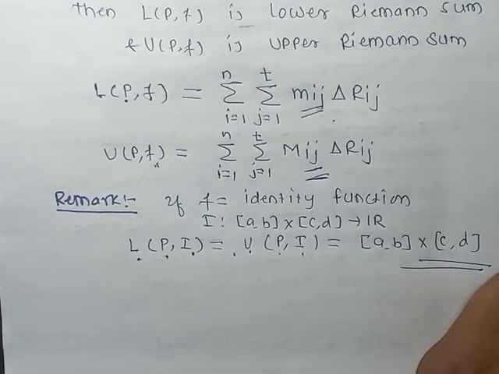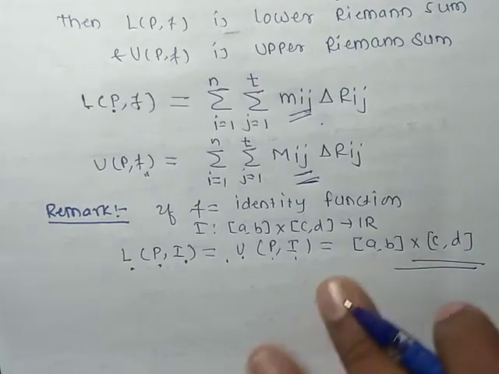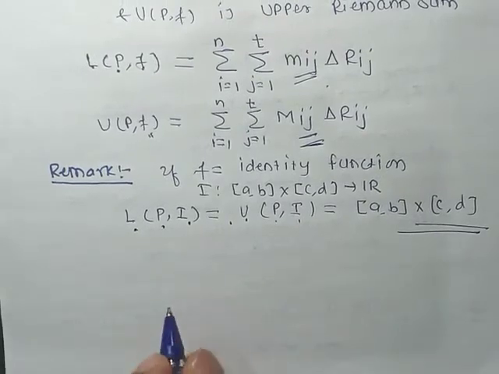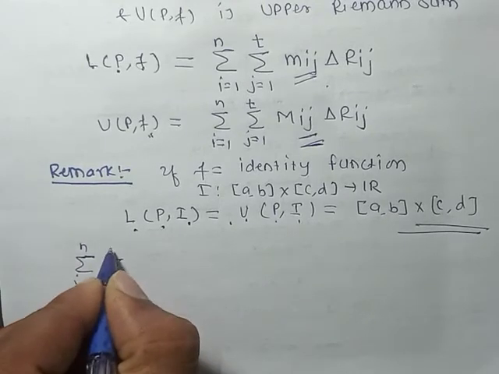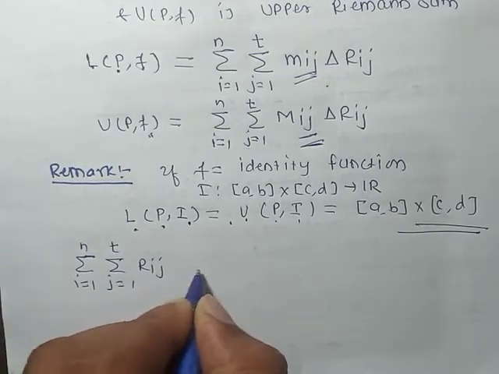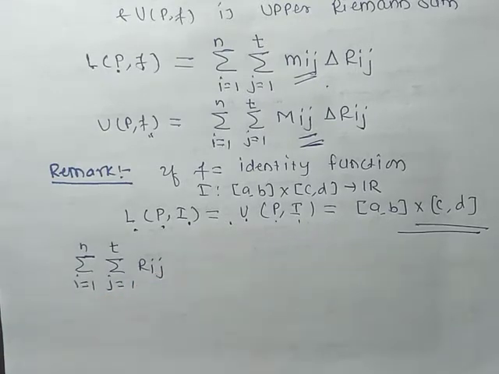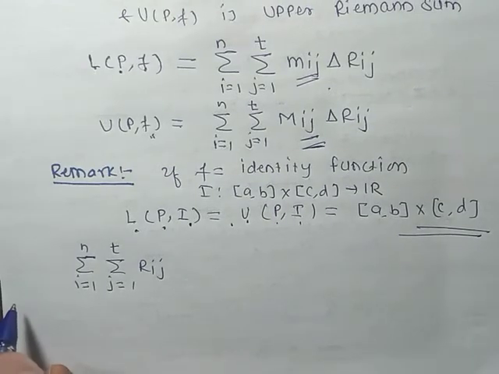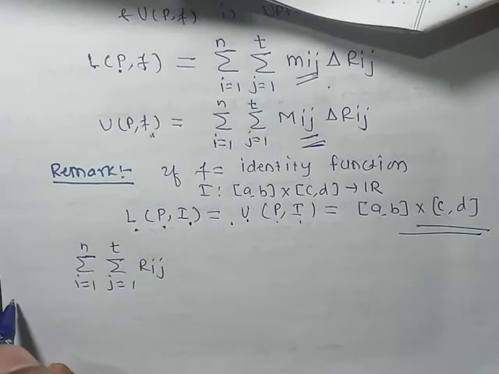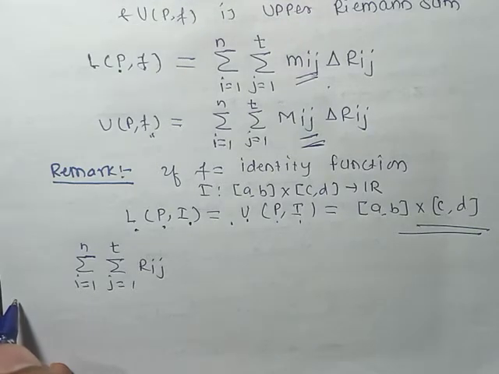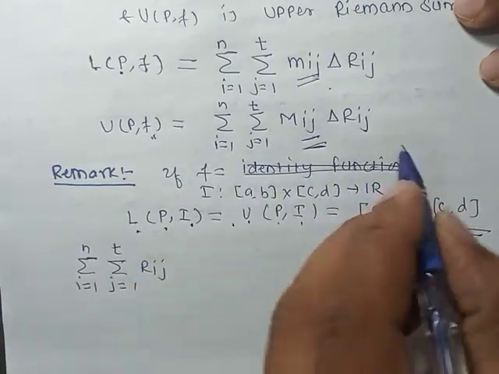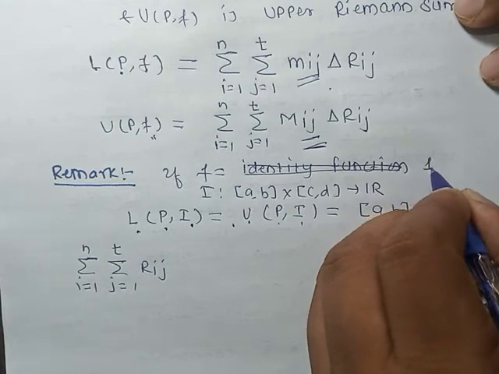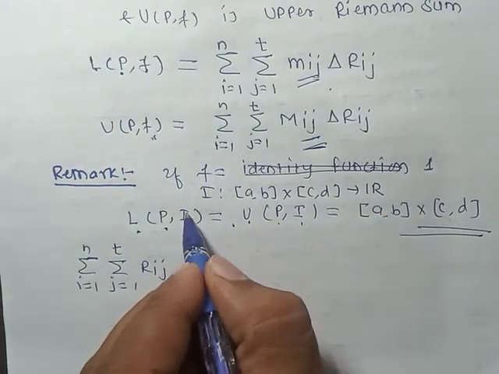We will show how these two are equal. It is the summation i runs from 1 to n, summation j runs from 1 to t of Rij, because here the upper Riemann sum and lower Riemann sum are always equal. Instead of the identity function, we take the constant function 1.